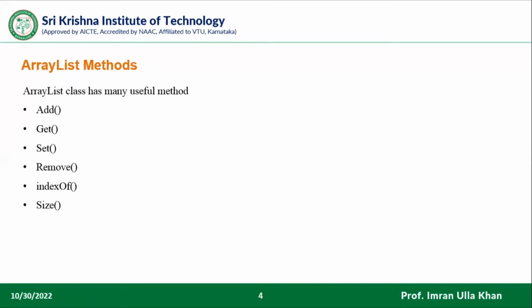Now, ArrayList provides many methods. Some of the useful methods are the add method, which is used to add an element into the list, and the get method, which is used to get an element from the list. The set method is used to set a particular element at a particular position, so in set you have to mention the index and the element you want to set. In get, you mention the index value, and it will return the element at that particular index.